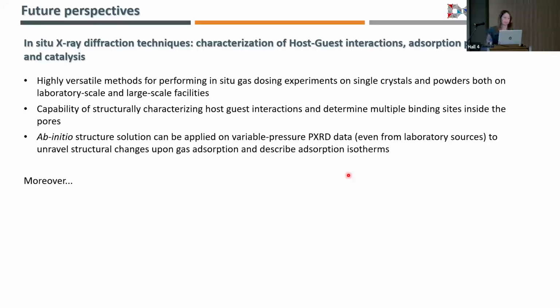Just to end with my presentation, I hope I have been able to show you how interesting it is to perform this type of experiment. You might get now as excited as I am when I do this kind of experiment. The methods are highly versatile, so we can perform the same experiment depending on the conditions needed, in the laboratory scale and at the synchrotron if we need more fancy instrumentation or high resolution, or even combined experiments. And with this experiment, it's possible to structurally characterize the host-guest interaction, determine the binding site, and so on, applying ab initio structure solution on the diffraction data to recover all the information about the adsorbate phase, the structure of the MOF during the process, and so on.